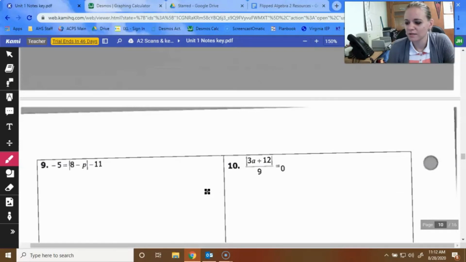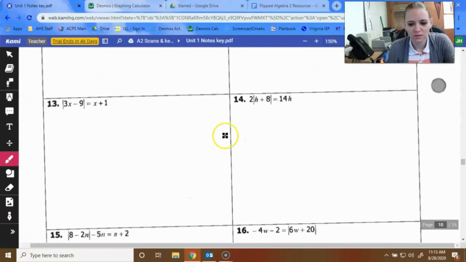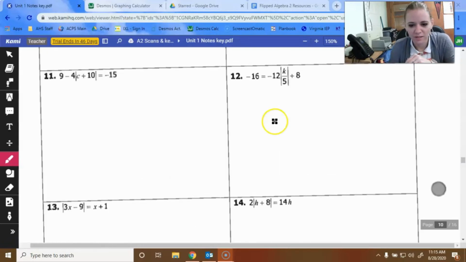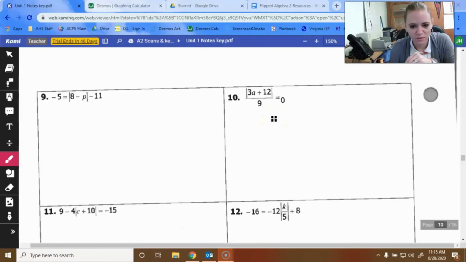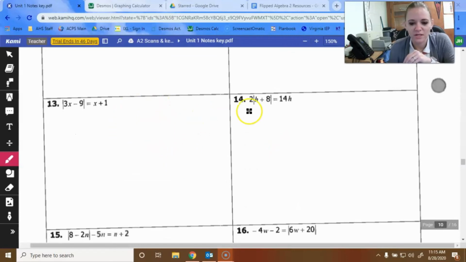Let's look at 14. Look at that. Okay, so this is an interesting one because we have x or h in multiple places, as opposed to all of them up to, I guess, number 12. So this is a case in absolute value where you're going to have to check your answers back into the original equation just to be sure.